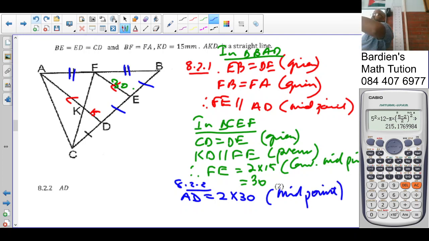Because of the midpoint theorem. We have stated everything in its place already. So that is simply going to give us 60. Our length is 60.